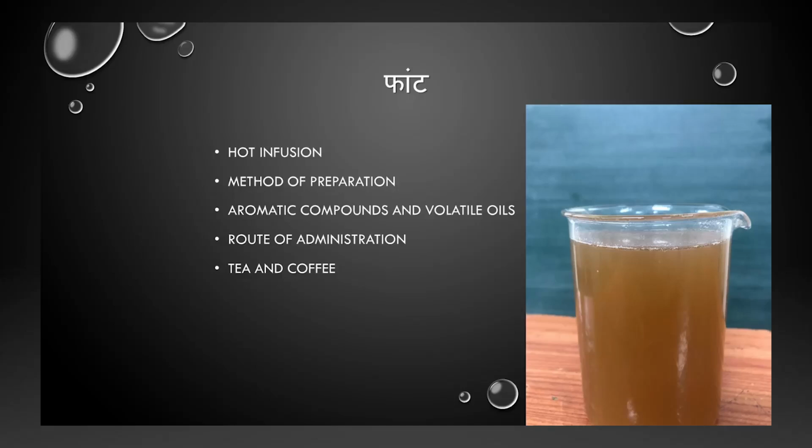The last dosage form in the Panchavidha Kashaya Kalpana is Phanta. Phanta is also called as hot infusion. For the preparation of Phanta, that is hot infusion, 4 times of hot water is added to the coarsely powdered drug and kept for some time, that is for 5 to 10 minutes, by covering it with a lid. After 5 to 10 minutes, it is macerated with hands and filtered through the cloth.